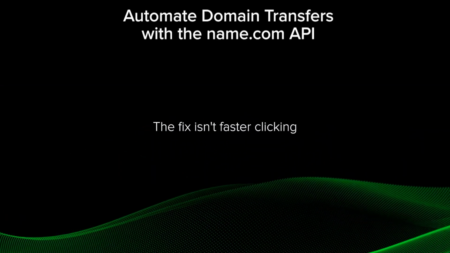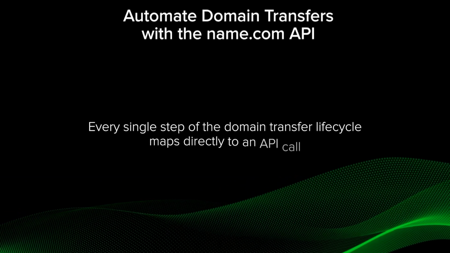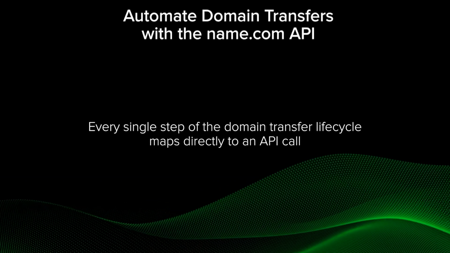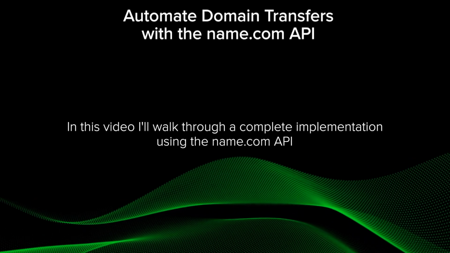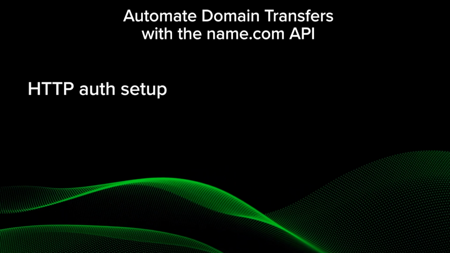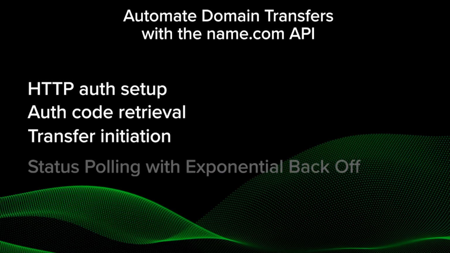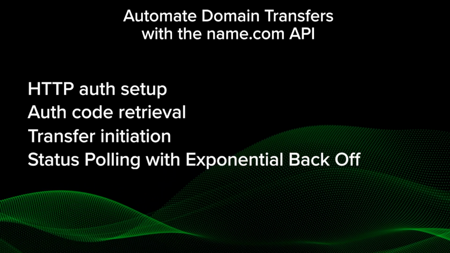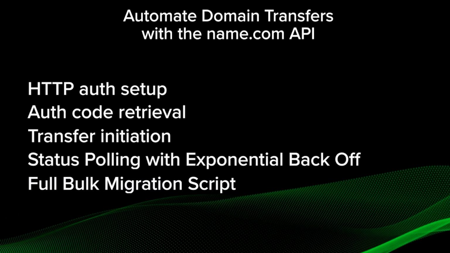The fix isn't faster clicking. Every single step of the domain transfer lifecycle maps directly to an API call. In this video, I'll walk through a complete implementation using the Name.com API. We'll cover HTTP Basic Auth setup, auth code retrieval, transfer initiation, status polling with exponential backoff, and a full bulk migration script you can run against a list of domains today.